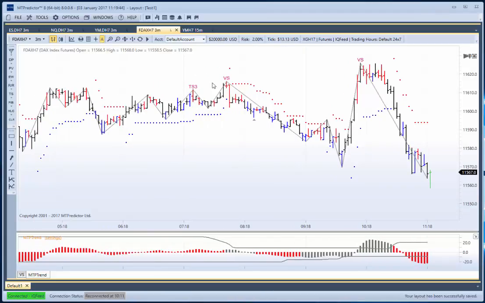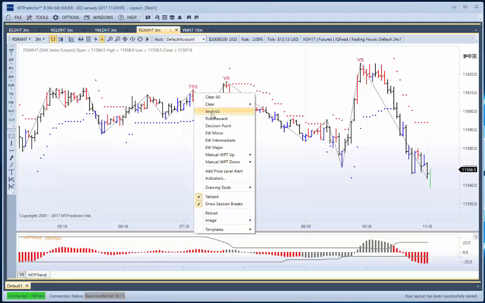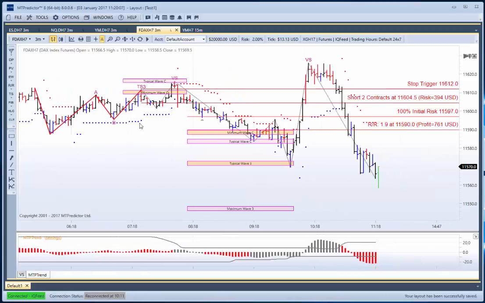Before we get onto our VS or volume spike setups, I want to start off by looking at this TS3 sell setup, because it's important to look at trades that are losses. There's nothing worse than software vendors who only ever look at winning trades. So this is where MTPredictor doesn't hide anything. You can do the analysis on these setups. If you right mouse click over the red sell bar and do analysis, this will give you where the entry would have been, where the stop would have been, also our position sizing. In this case, 2% on a $20,000 account.